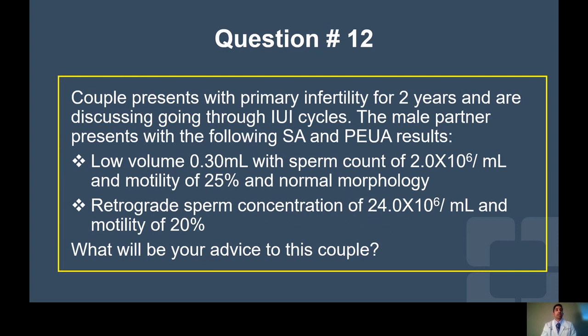Moving on to question 12. A couple presents with primary infertility for 2 years, and they are discussing going through IUI cycles. The male partner presents with the following semen analysis and post-ejaculatory UA. He has low volume, 0.3 mLs, with sperm concentration of 2 million and motility of 25%, with normal morphology on his semen analysis. His post-ejaculatory UA is consistent with retrograde ejaculation, per the definition, and has a concentration of 24 million and a motility of 20%. What will be your advice to this couple?